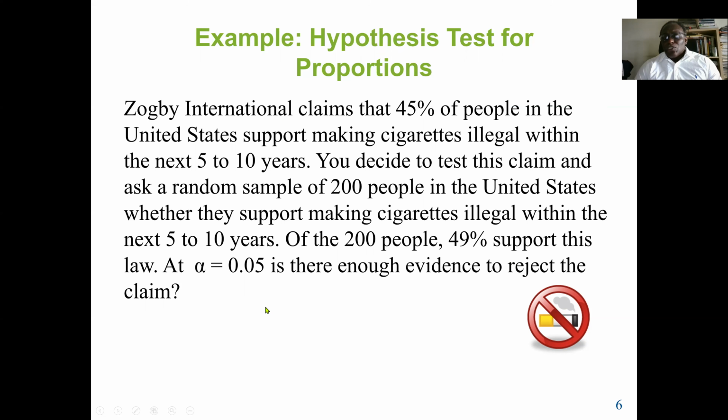So our alpha is 0.05. At alpha equal to 0.05, is there enough evidence to reject the claim? So our claim here is that 45% of the people in the United States support making cigarettes illegal.